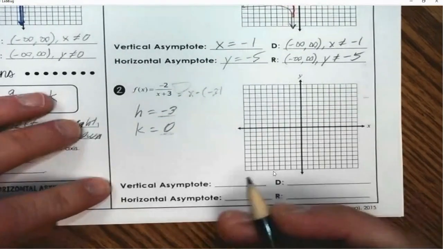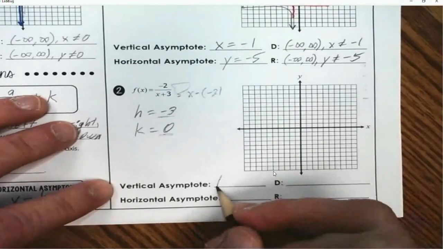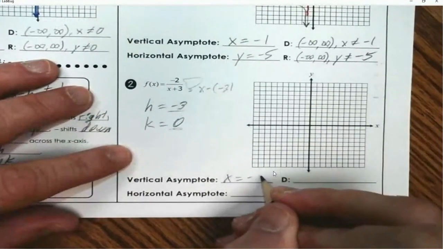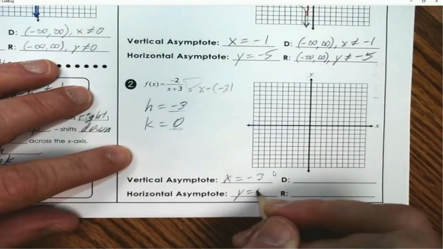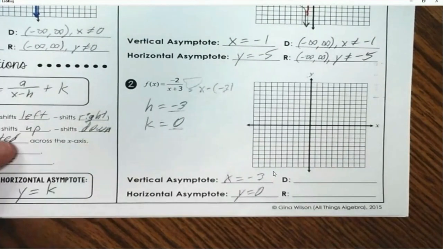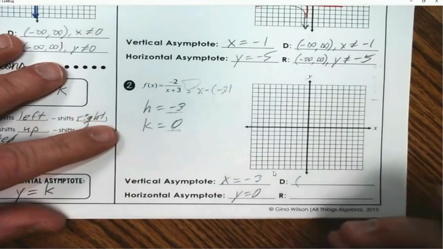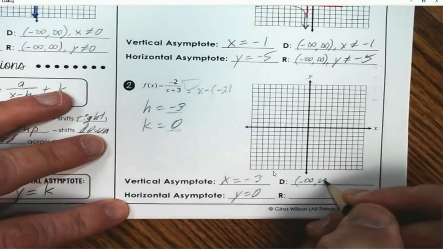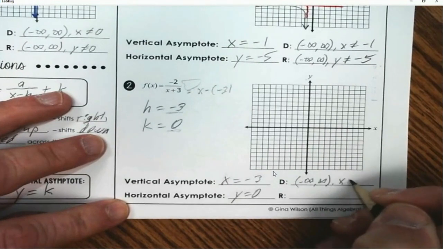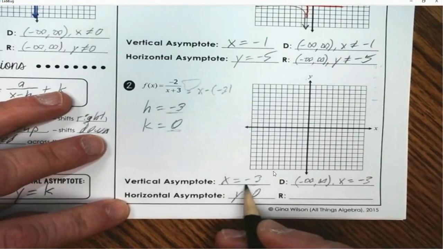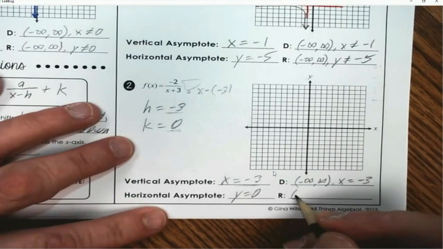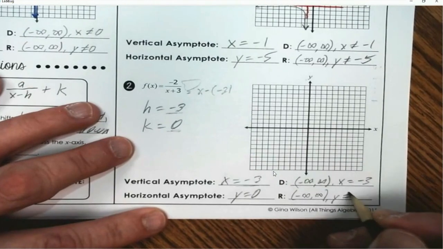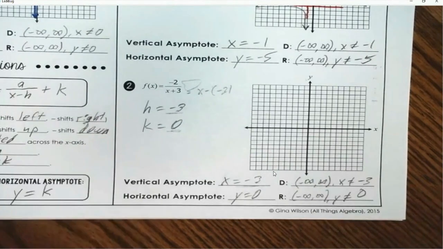So the vertical asymptote is x equals -3, and still at y equals 0, because that's what h and k are. And the domain, notice the domain goes right with the asymptote. -infinity to infinity. x cannot be -3. We pull that number straight off of the asymptote. The range is -infinity to infinity. y cannot be 0.